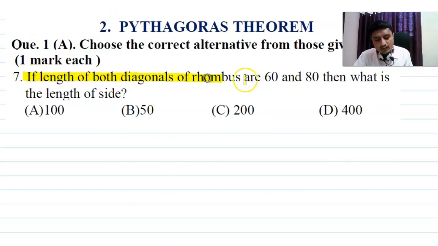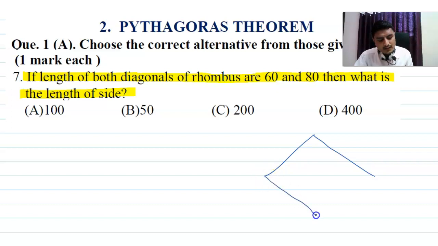If the lengths of both diagonals of a rhombus are 60 and 80, then what is the length of the side? Now what is meant by a rhombus? For a quadrilateral, if all four sides are identical, then we can say the given quadrilateral is a rhombus. So suppose the quadrilateral ABCD is a rhombus. Now what about the properties of the diagonals of a rhombus? They are perpendicular as well as bisect each other.